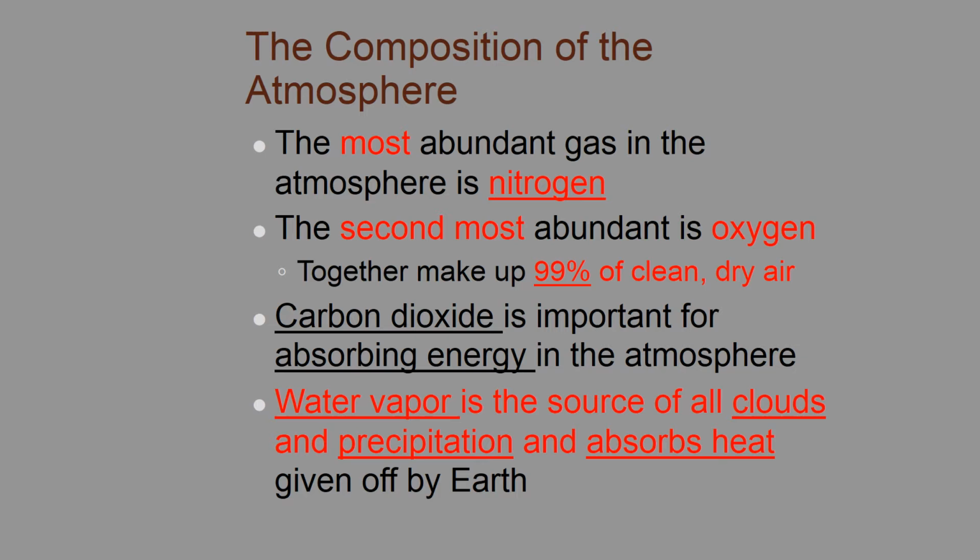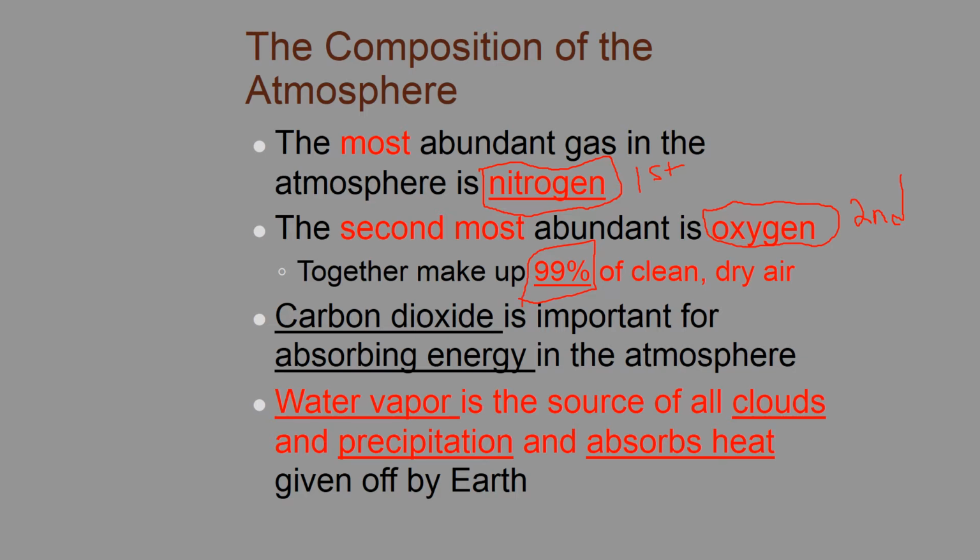So again, the composition of the atmosphere. The most abundant thing is nitrogen. The second most abundant is oxygen. Okay, a lot of people say oxygen is first. It's not. It's going to be nitrogen. So that's first, and that is second. Together, they make up 99% of the clean, dry air.